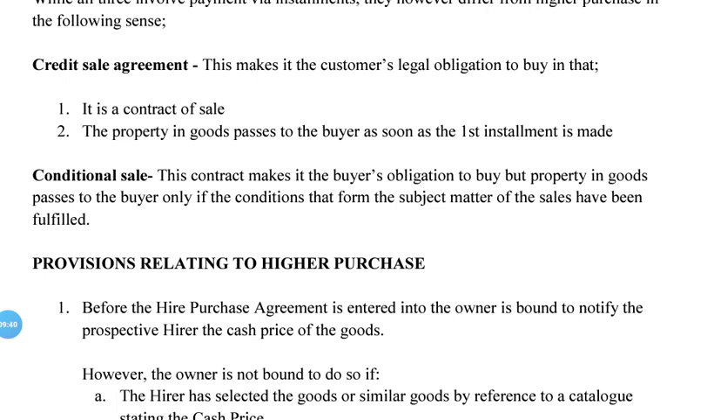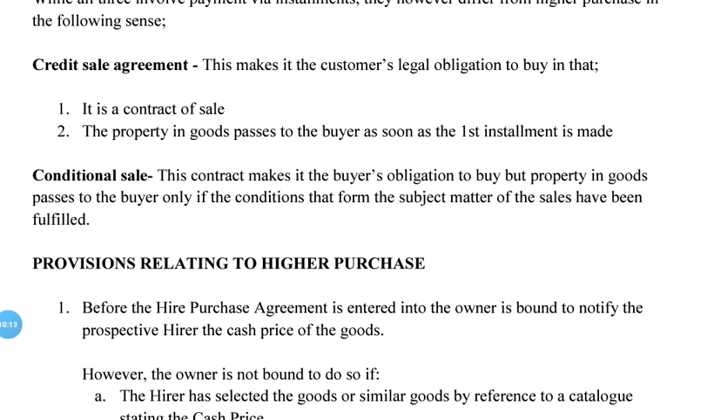Then you have the conditional sale. So this is a contract. This contract makes it the buyer's obligation to buy, but property in the goods passes to the buyer only if the conditions that form the subject matter of the sales have been fulfilled.